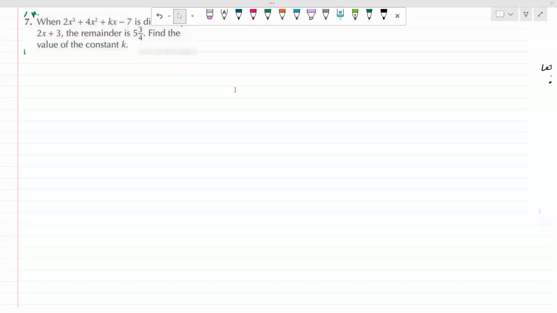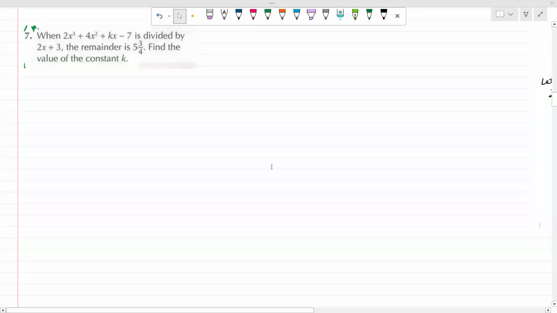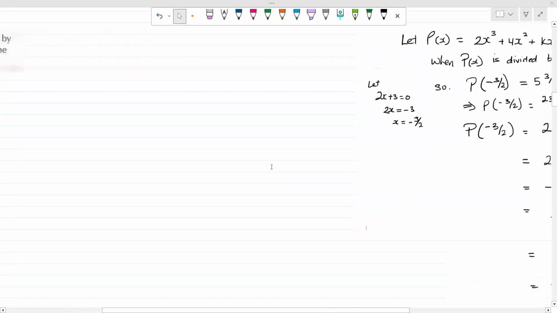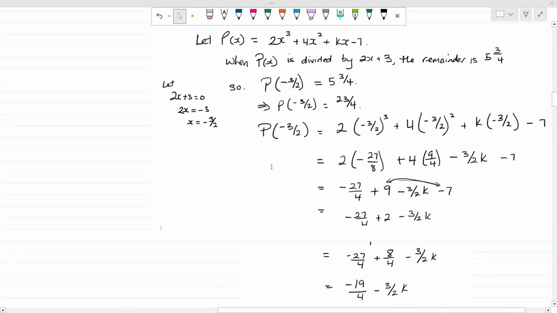All right, so we're going to remain the term again, a slightly more difficult or challenging question. We have here 2x cubed plus 4x squared plus kx minus 7 is divided by 2x plus 3. The remainder is 5 3/4. Find the constant k. Now, the only reason it's slightly challenging is because of the fractions. And I know you all already like to work with fractions too much. But the process is pretty much the same, right?